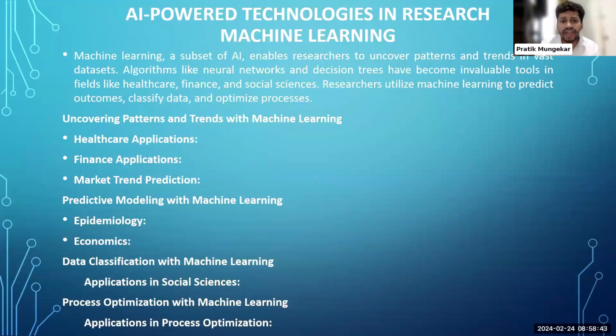Then financial applications. The first is fraud detection. Machine learning is a cornerstone of fraud detection in the financial sector. It can analyze transaction data in real time, flagging unusual patterns and anomalies that might indicate fraudulent activity. This not only protects financial institutions from losses, but also safeguards the interest of customers.